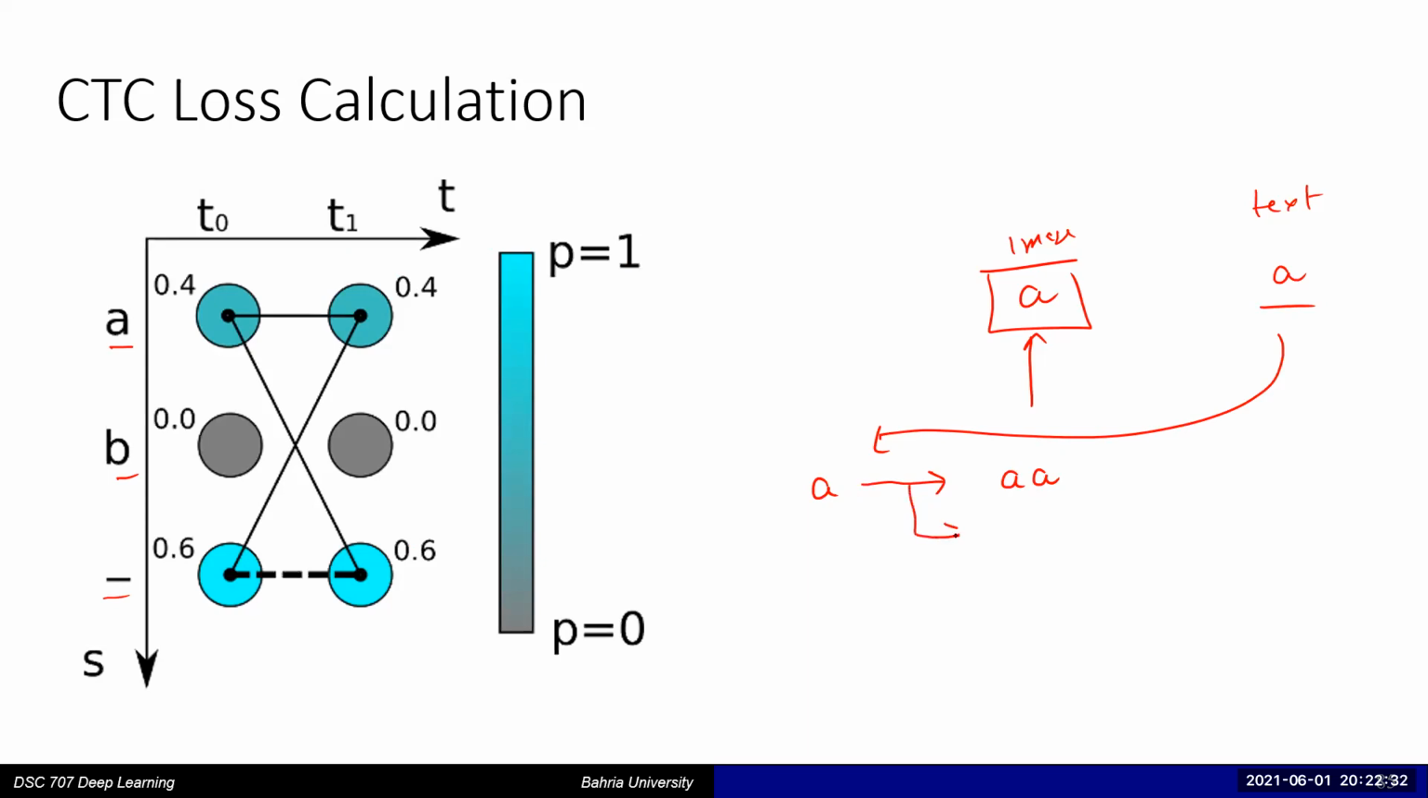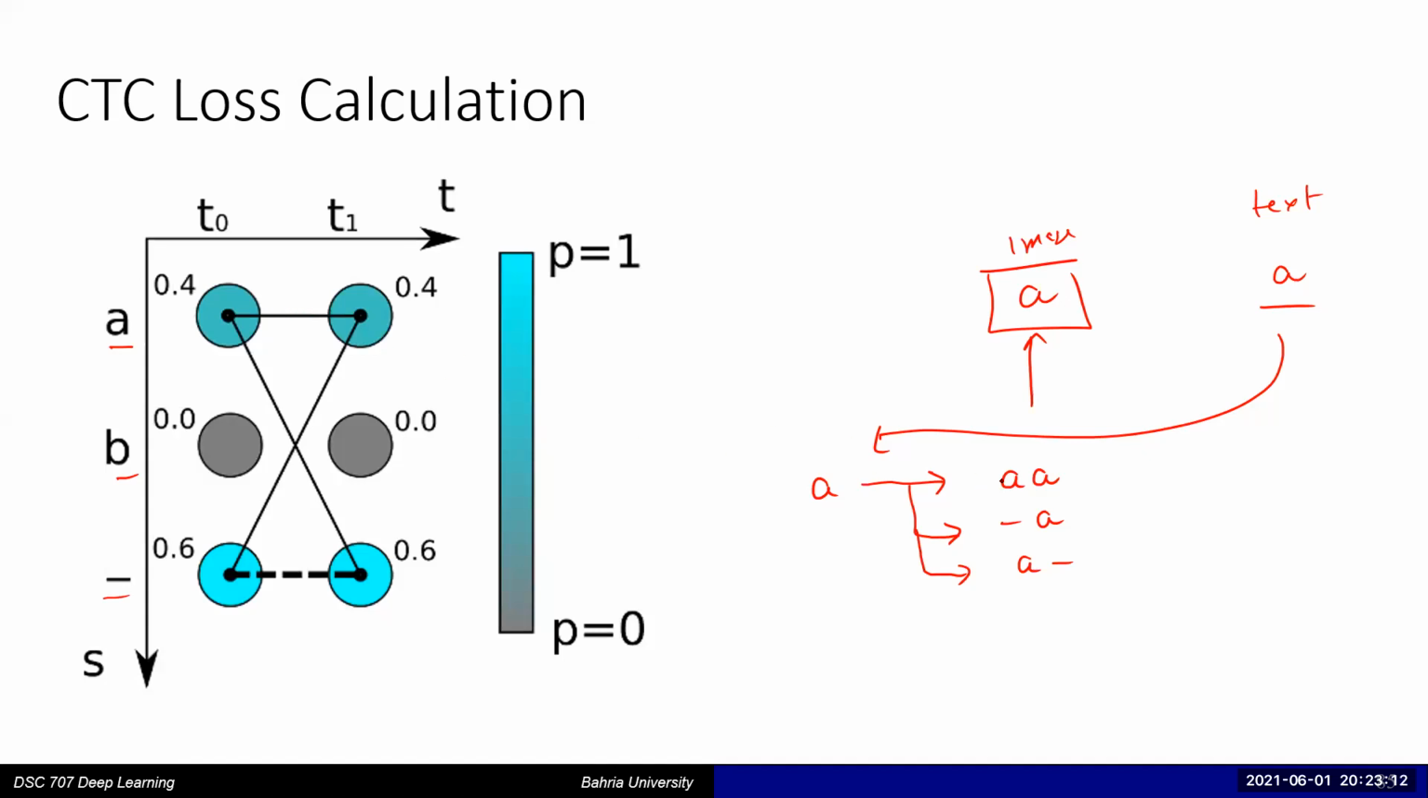What are other possible representations? Blank A. If you decode it, you will get A. Another one is A blank. So I have computed all possible representations of the ground truth text A, which when I decode, I get back A. Since this was a very short sequence, there are only three possible combinations. You can imagine with 3 or 4 timestamps, or even for a practical problem, maybe 15 or 20 timestamps, the number of combinations would be large. But since we are doing it by hand, we have chosen a very simple example.